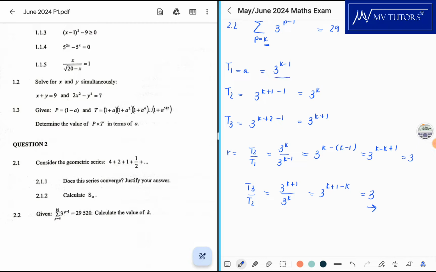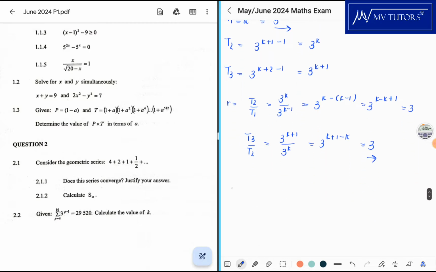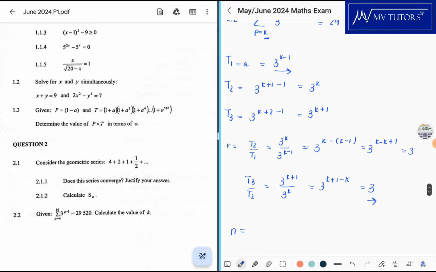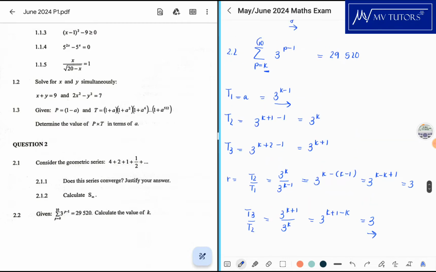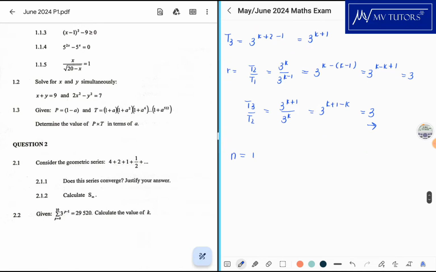A, the first term, is 3 to the power k minus 1. What is n? How do you get the number of terms? Please do not assume that you just put 10 and that's it. It doesn't work like that. You take the number at the top and the number at the bottom and add 1. So 10 minus k plus 1. So basically n is equal to 11 minus k.